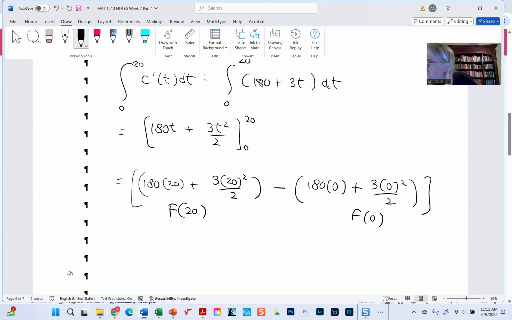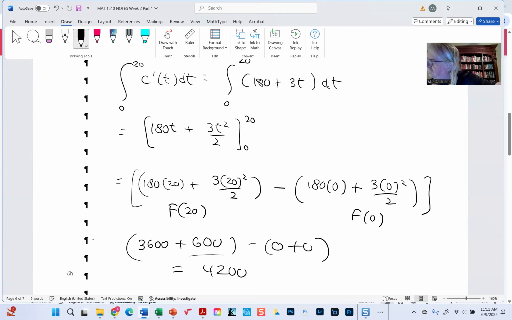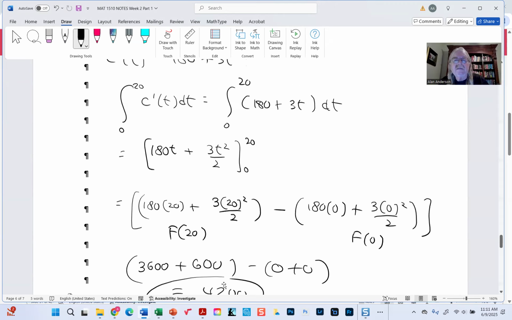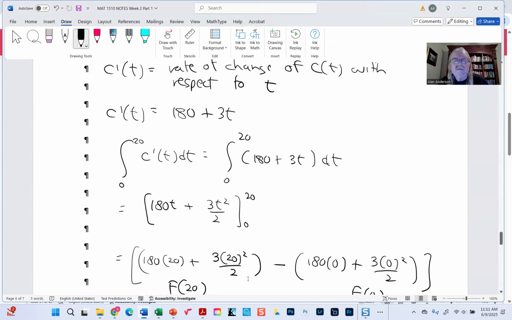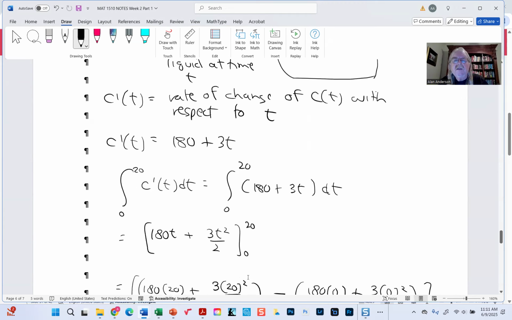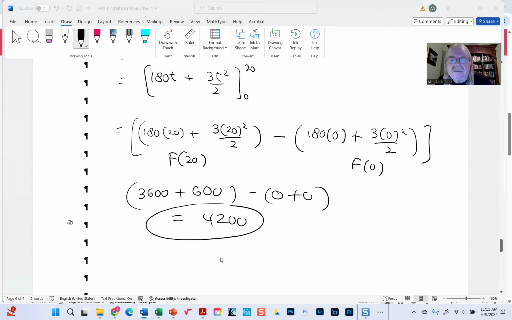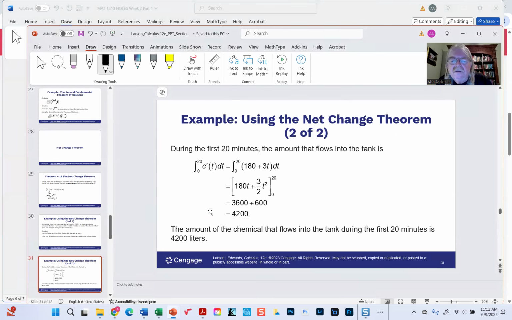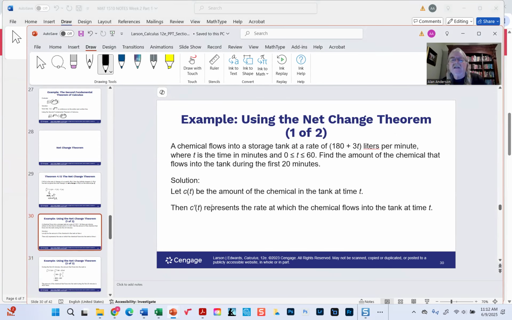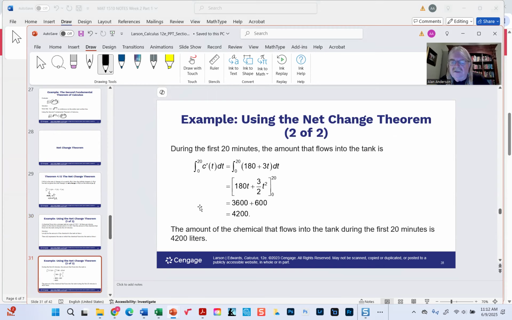So what we have here, 20 times 180 is 3,600. This is 20 squared is 400, 600. 4,200. So they're claiming that after 20 minutes, there should be 4,200 gallons, I guess, of the liquid. Liters. Okay. So this is what they're giving us.